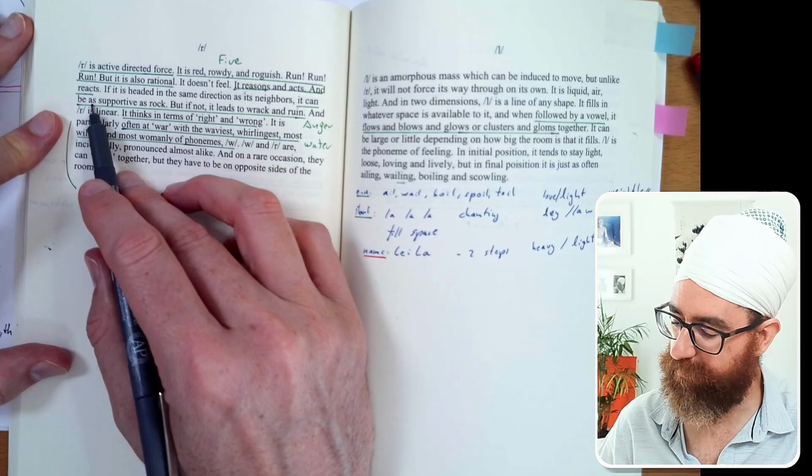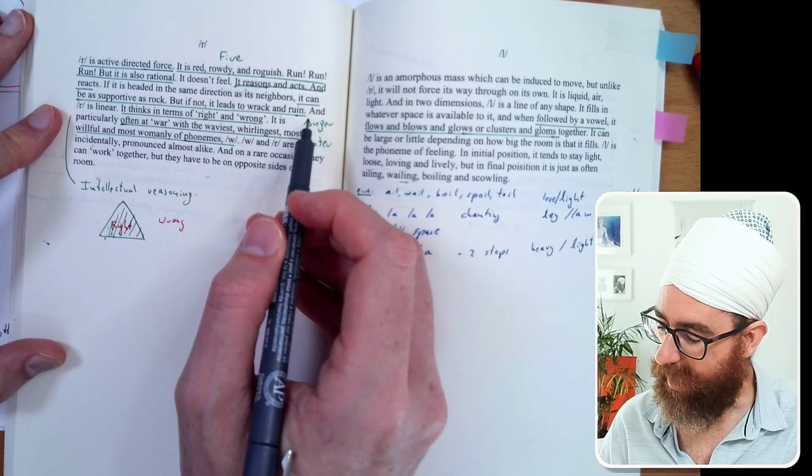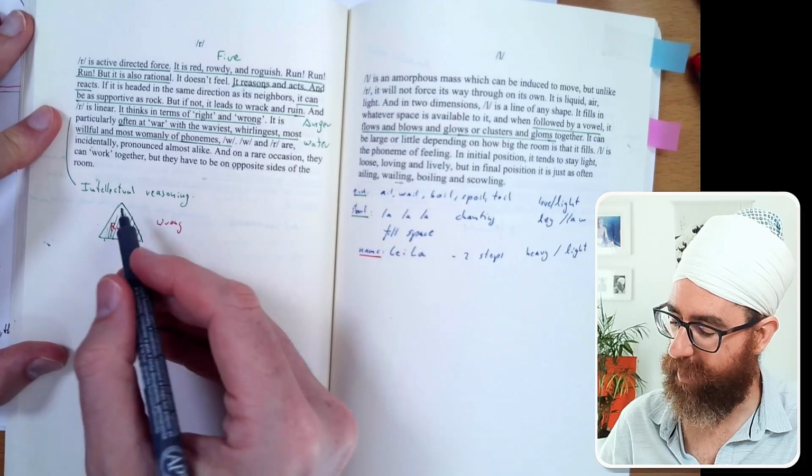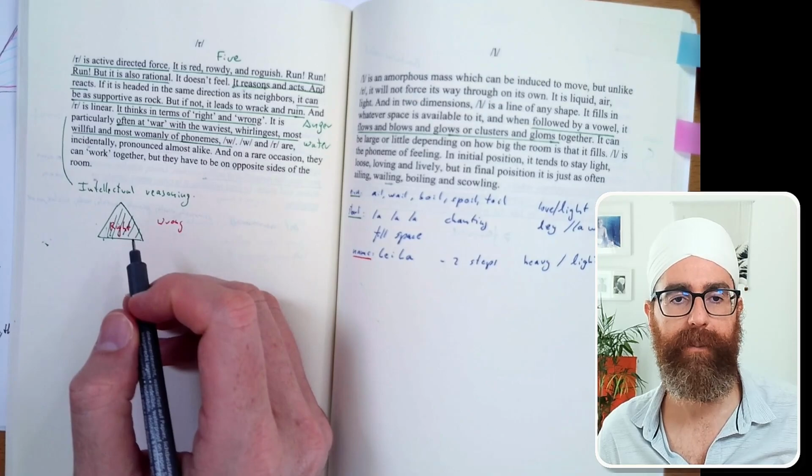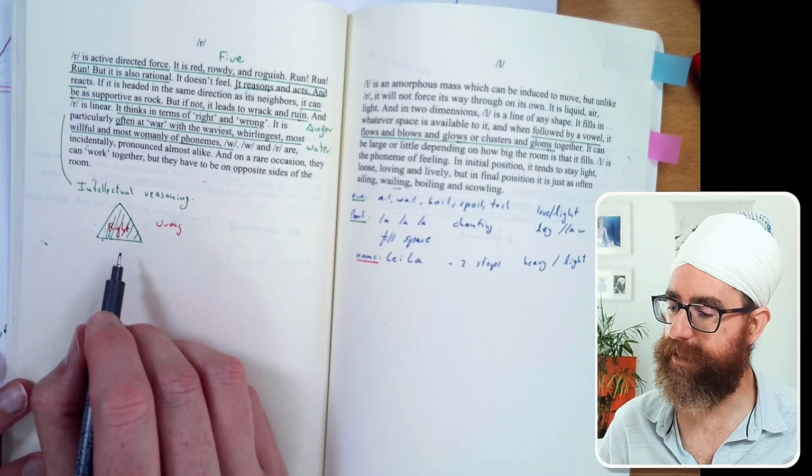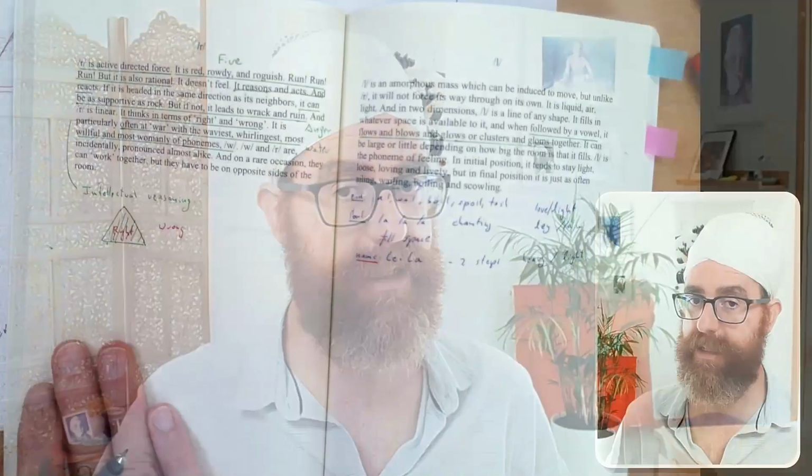Our patterns. And it can be as supportive as a rock, but if not, it leads to wreck and ruin, yeah? Because the three points can be very stable if they contain the one, because the rock, yeah? It's talking about the rock is the one. So what this is saying is that as we are moving from the one to the three, the two contains the one and the three contains the one. It's like, don't forget that all is one. When we get into the three, don't forget that all is one. Otherwise, if you forget it, it's going to become wreck and ruin, yeah?